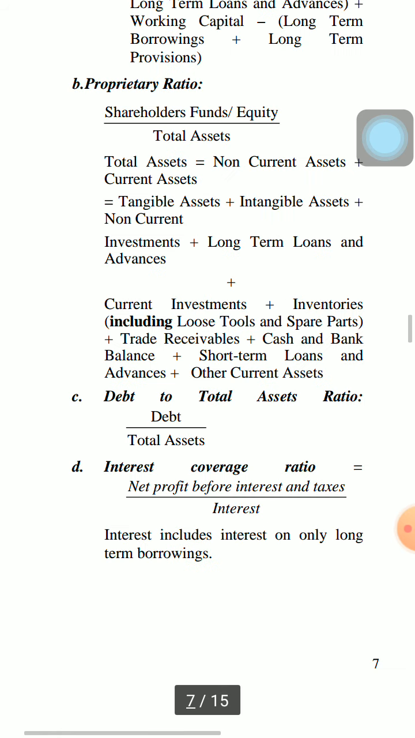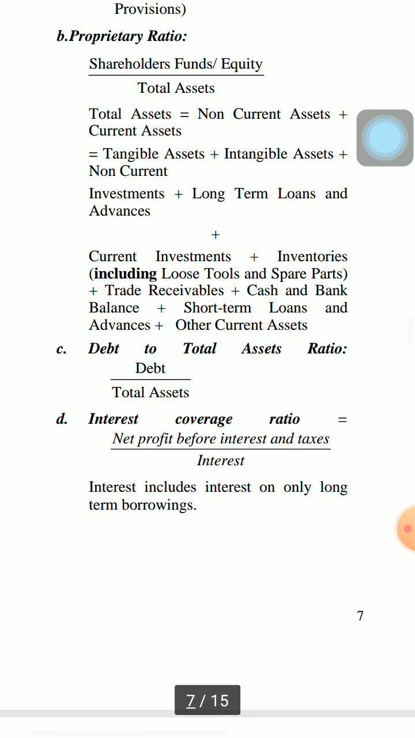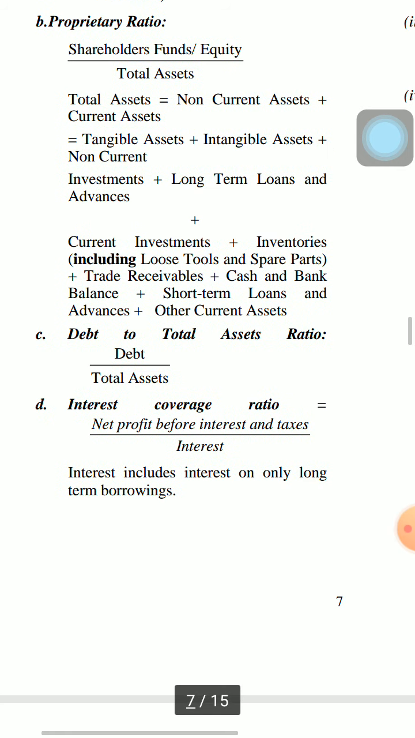So it should be less than 1. Total assets equals non-current assets plus current assets, that means fixed assets plus current assets, which is equal to tangible assets plus intangible assets plus non-current investment plus long-term loans and advances plus current investment plus inventory, including loose tools and spare parts because they are also part of the assets, trade receivables plus cash and bank balance, short-term loans and advances plus other current assets.